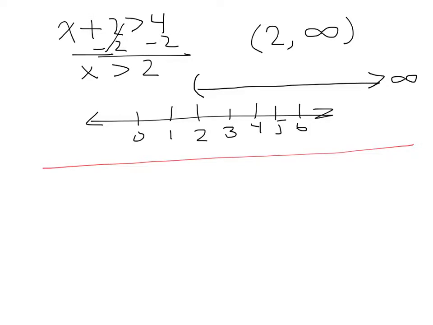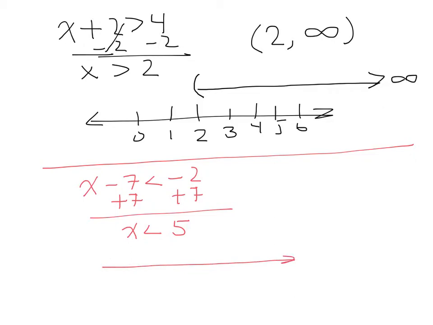Let's go ahead and look at another example. Let's look at x minus 7 less than, let's say, negative 2. So we'd add 7 to both sides. On the left-hand side I have an x. On the right-hand side, negative 2 plus 7 is a positive 5. So now I'm looking at all numbers less than 5.